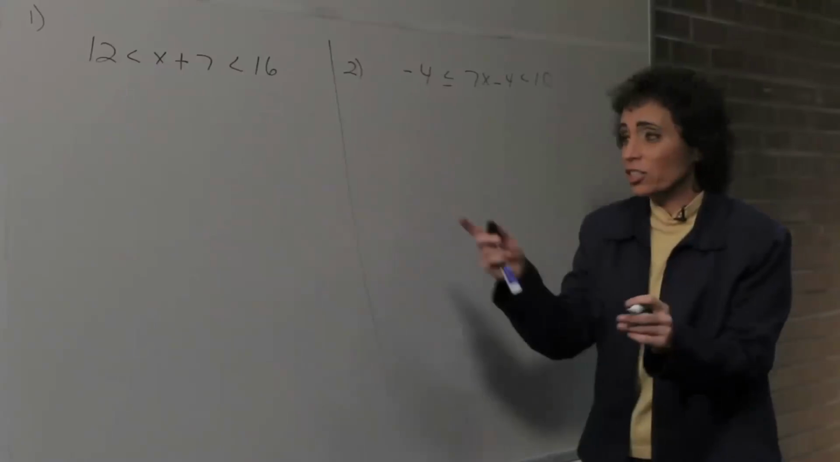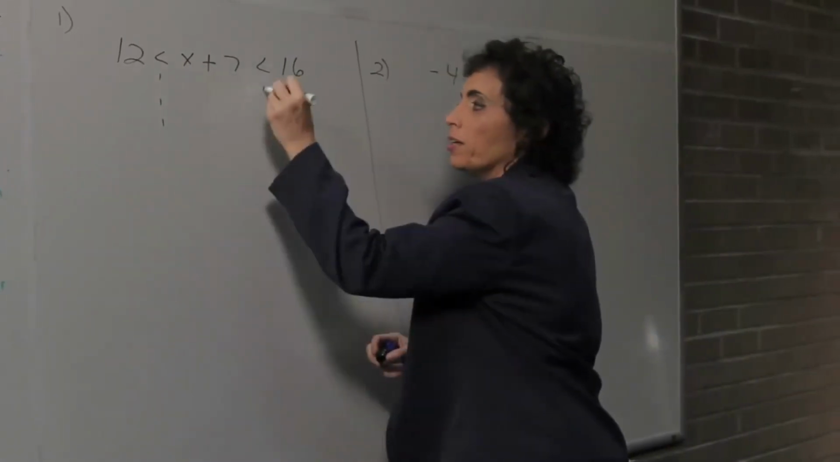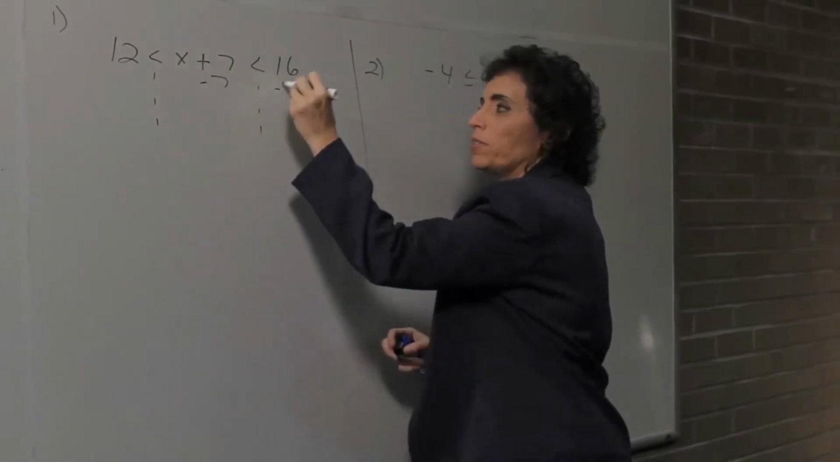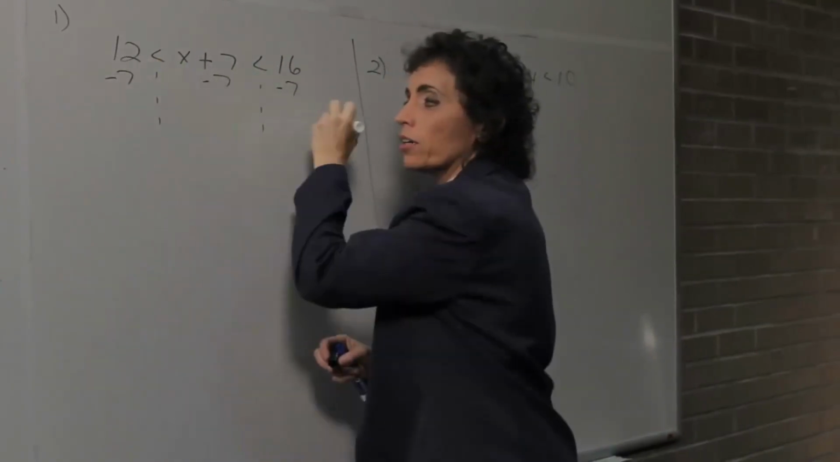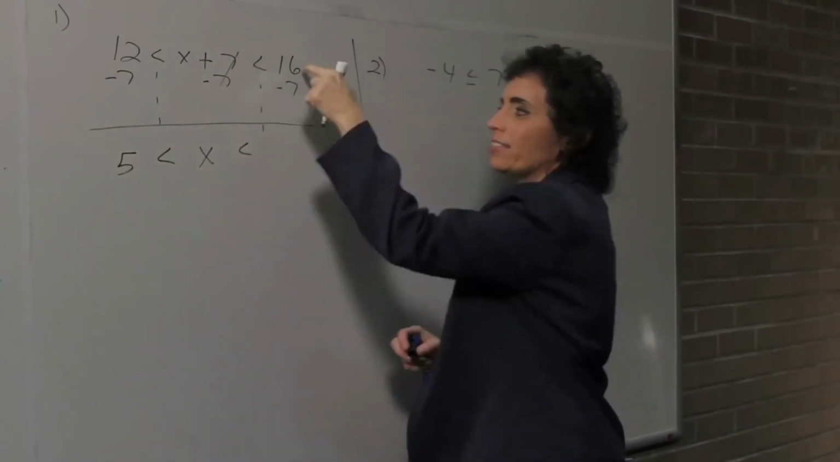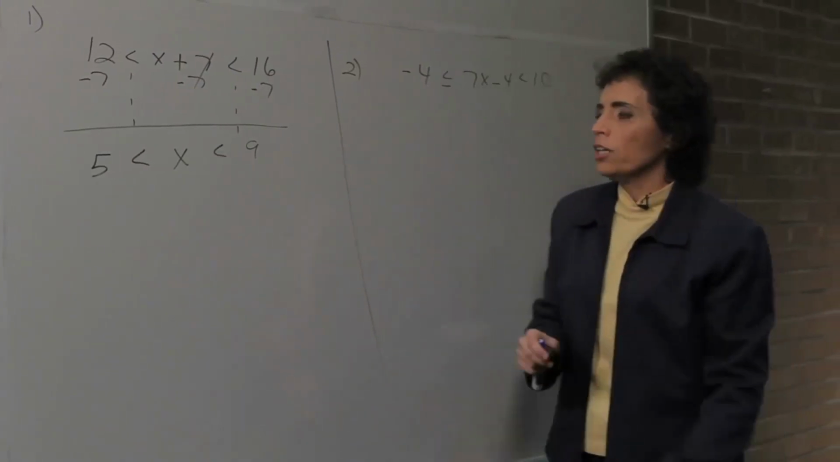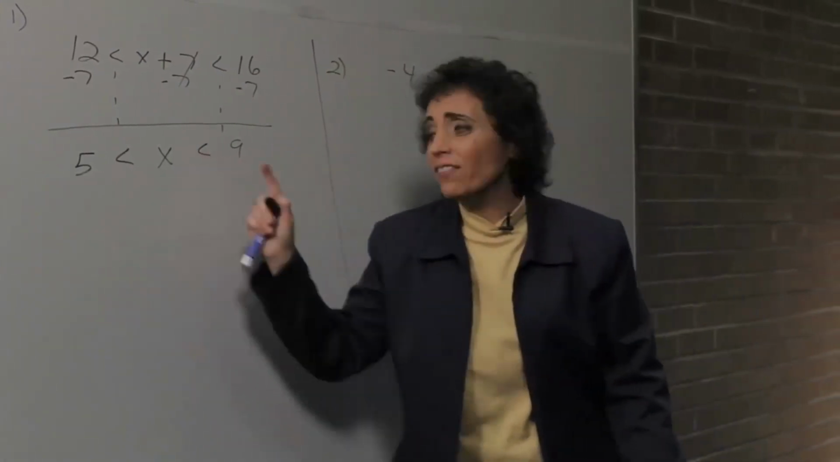All right, let's take a look. I tried to give you the easy ones. That's why I gave you number 3. I did number 3. Okay, let's subtract 7, but then we have to do it here. We have to do it here. 12 minus 7 is 5, is less than x, is less than 16 minus 7 is 9. Okay, so that's all the real numbers between 5 and 9.